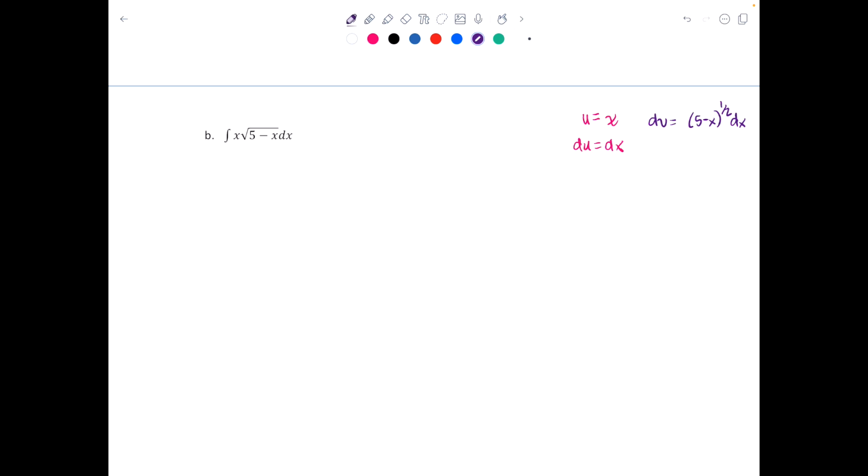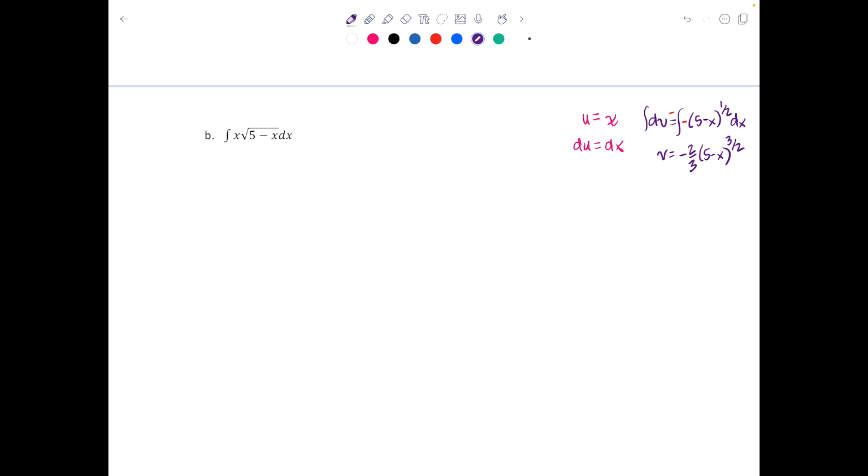So, what do I need? I need a negative 1, right? I need to multiply the inside by a negative to have my g prime. So I'll multiply the outside by a negative as well. And then I'll integrate both sides. We'll get v is equal to negative 2/3 quantity 5 minus x to the three halves. Good so far?